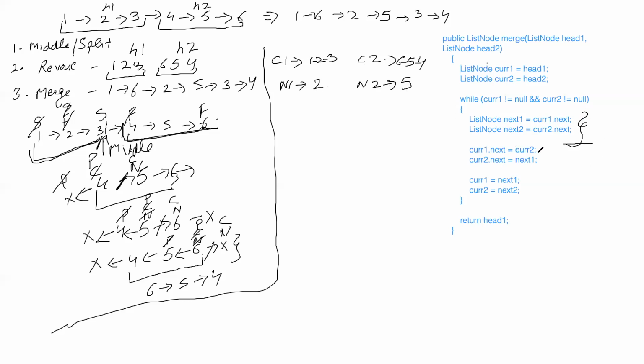Now cur1 dot next equal to cur2. Cur1 is 1, and dot next we are pointing to cur2. Cur2 is 6. And then at this stage, cur2 dot next. Cur2 is 6, and 6 dot next is the next one. And the next one we have stored already here, so this will become 2.